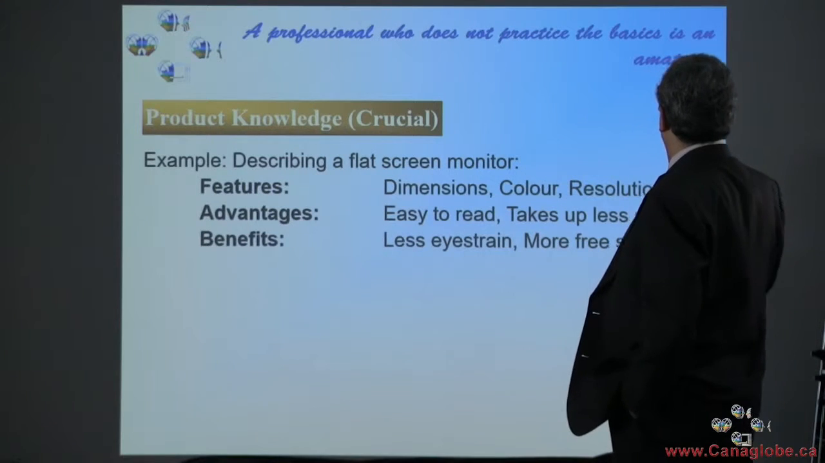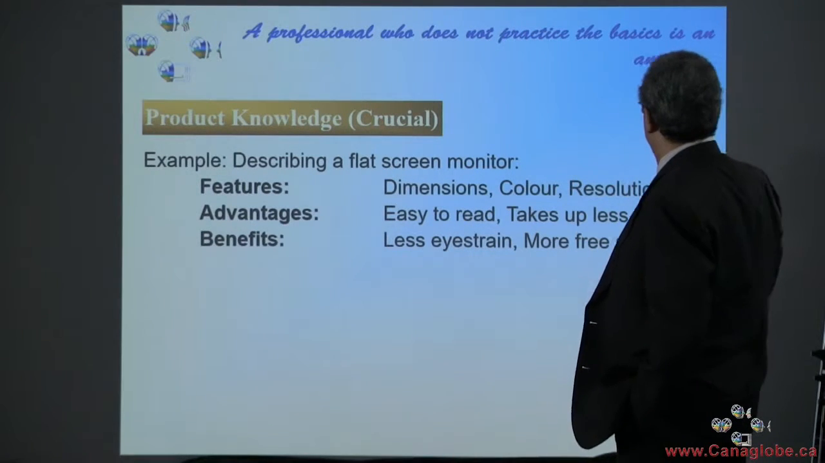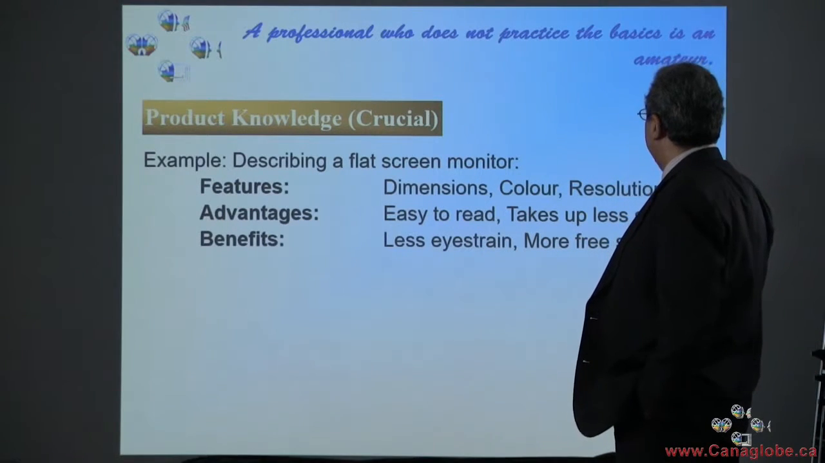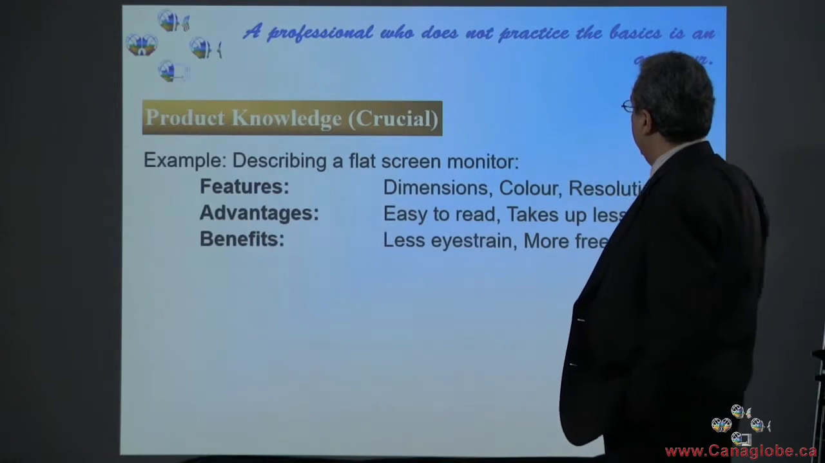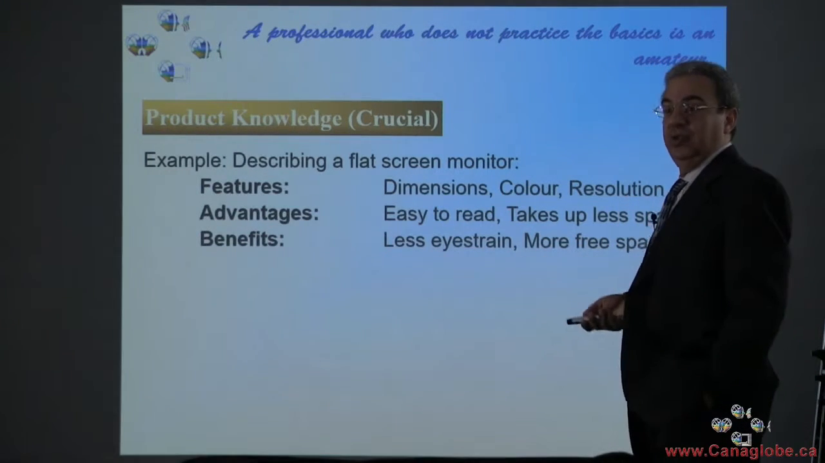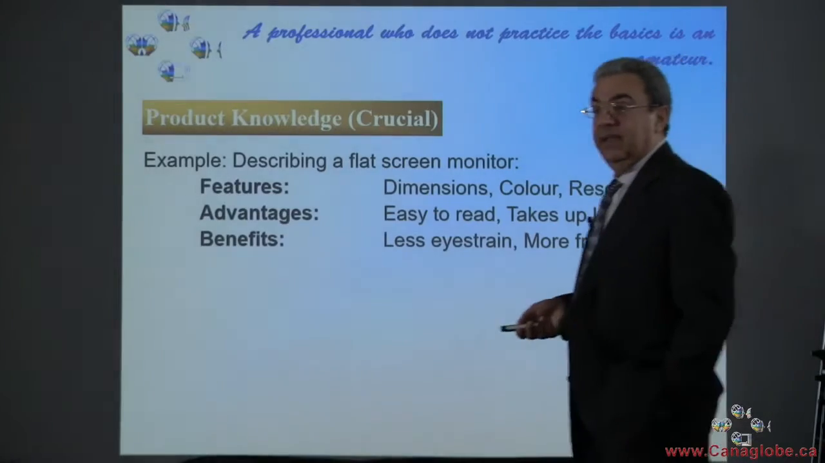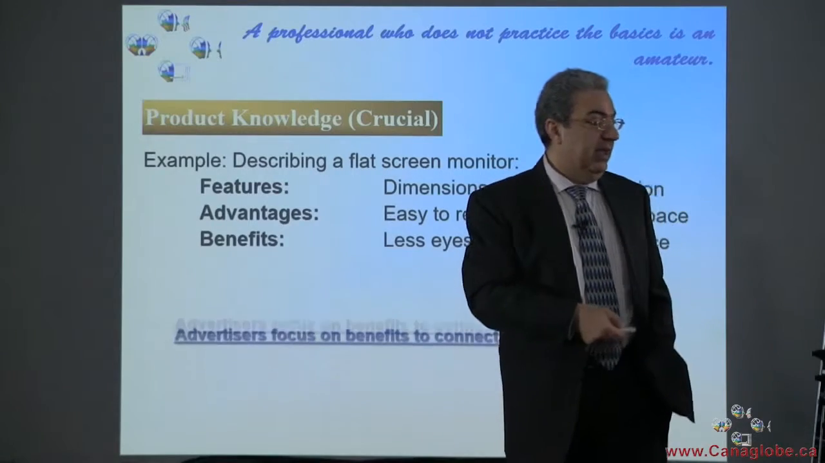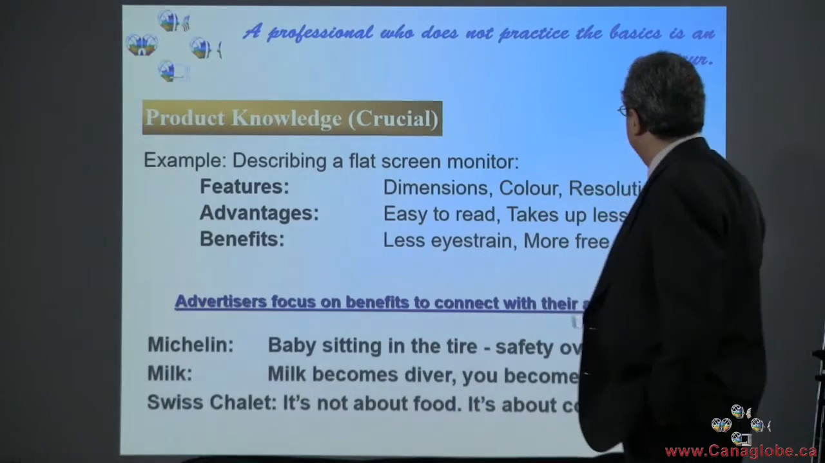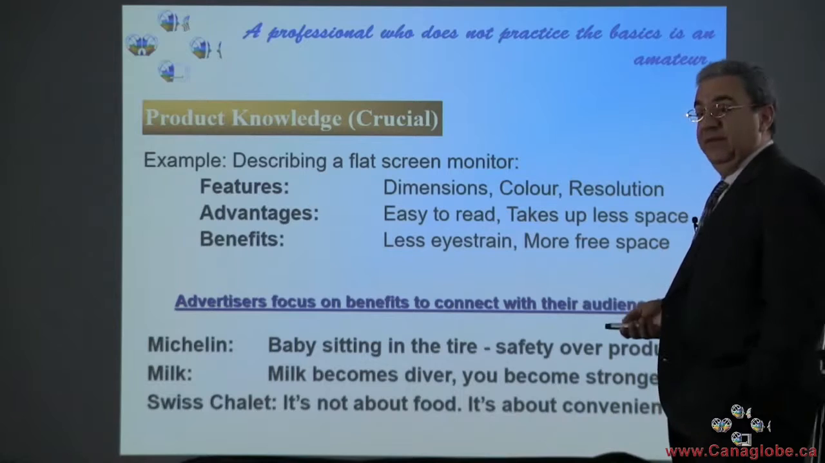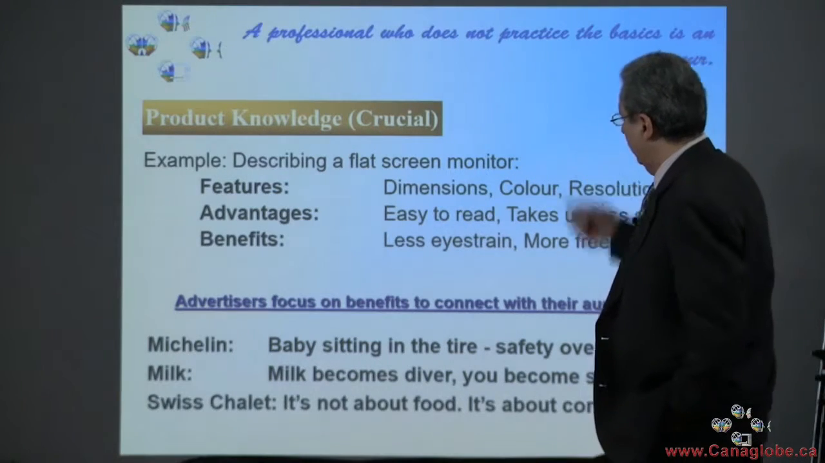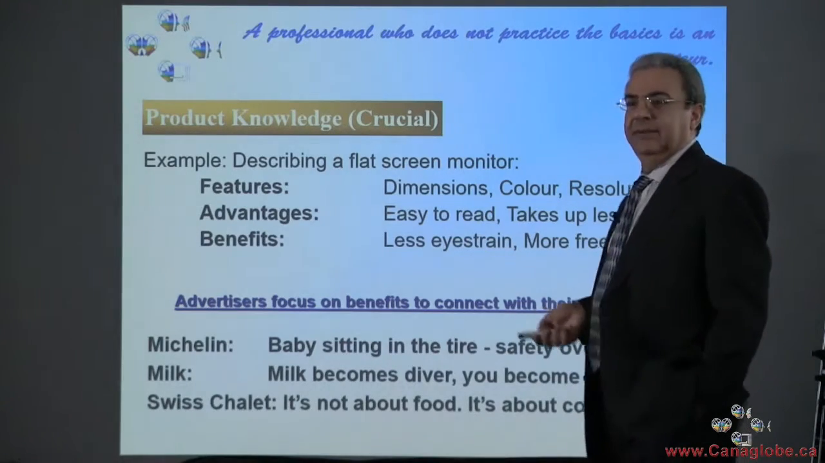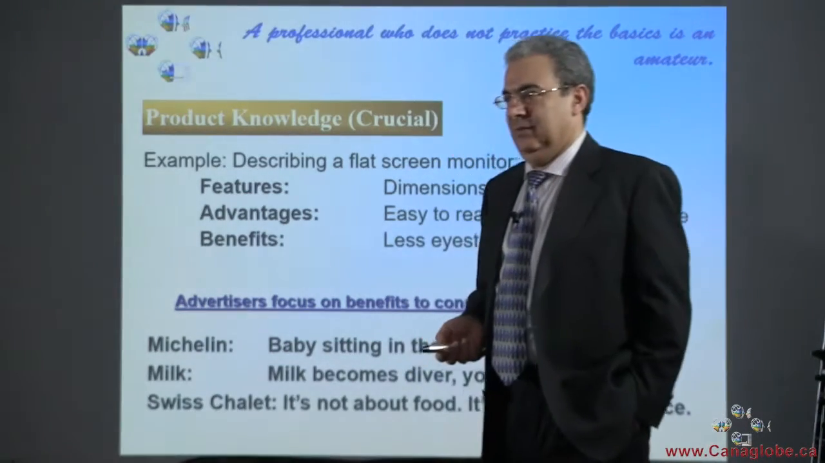An example is describing a flat screen monitor. It has dimension, color, easy to read, takes up less space, but the benefit is less eye strain, which is the health benefit, and more free space at home to move around. Advertisers sell the benefits. If you look at Michelin, the baby sitting in the tire, what does that mean? It's safety. Safety is a benefit.